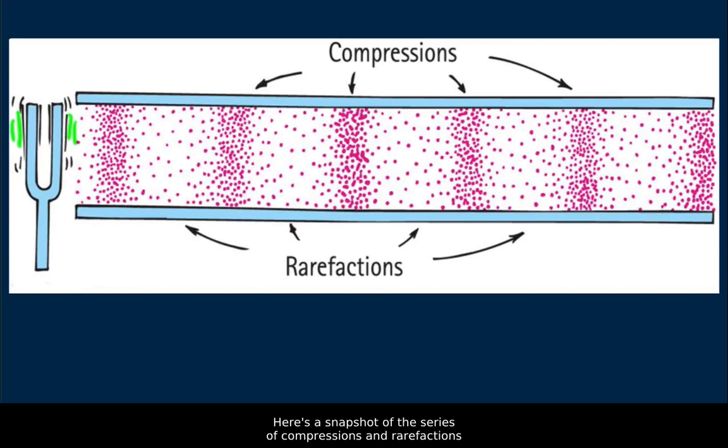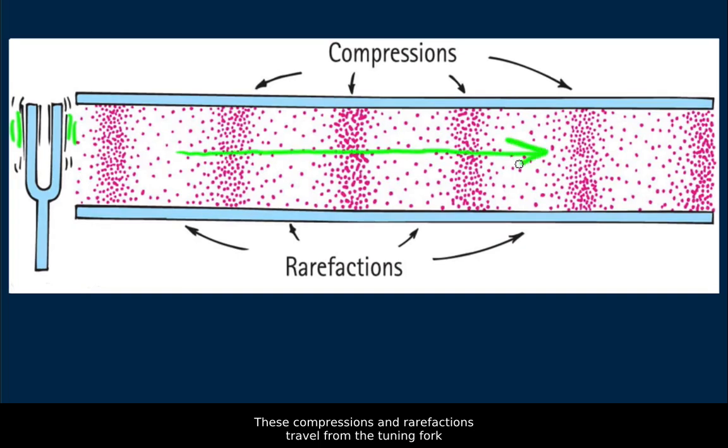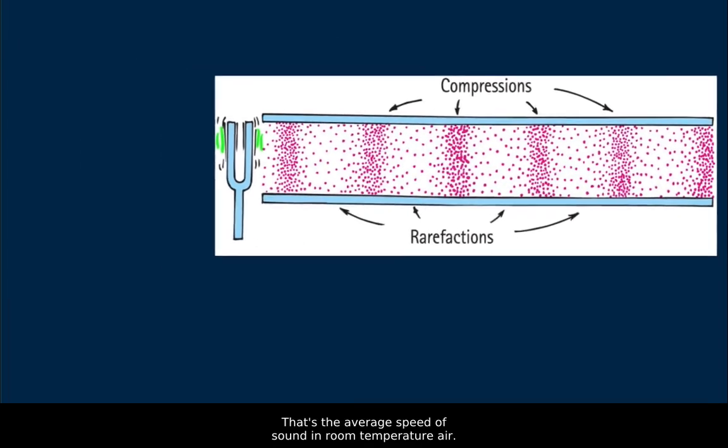Here's a snapshot of the series of compressions and rarefactions of air inside a pipe next to a vibrating tuning fork. These compressions and rarefactions travel from the tuning fork at a speed of about 340 meters per second. That's the average speed of sound in room temperature air.